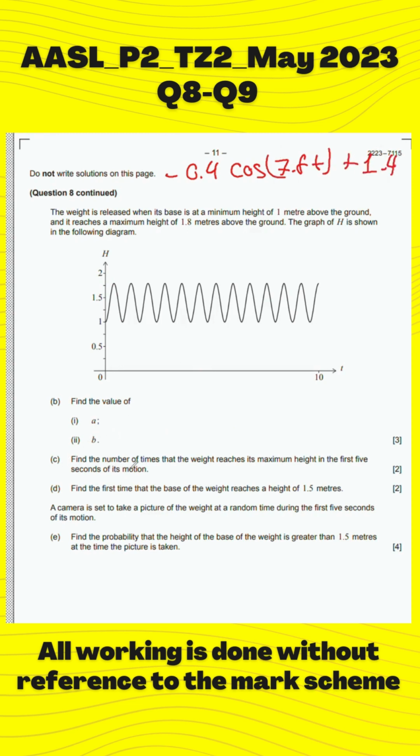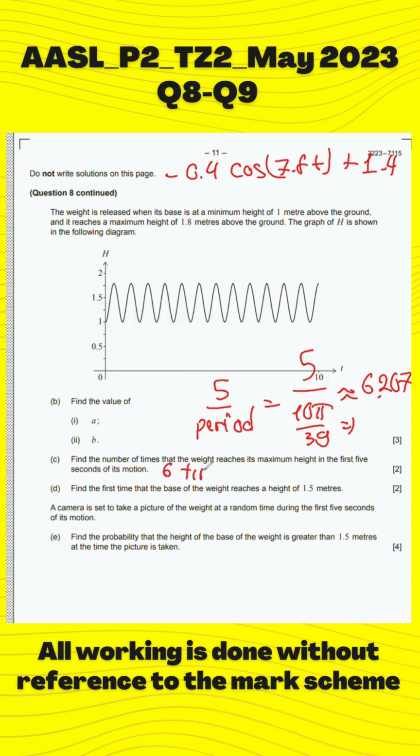Okay, C, find the number of times that it reaches the maximum in the first 5 seconds. So we get 5 divided by the period, which is 5 divided by 10 pi over 39. It will be nearly 6.207. So it will reach the maximum height 6 times.